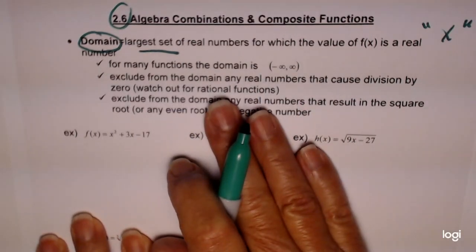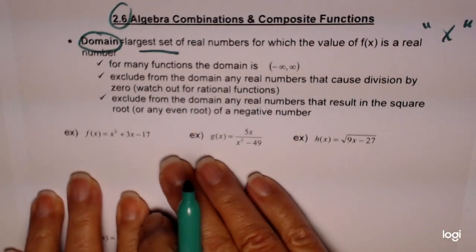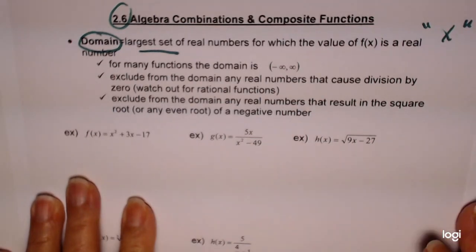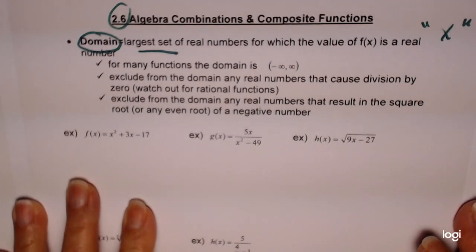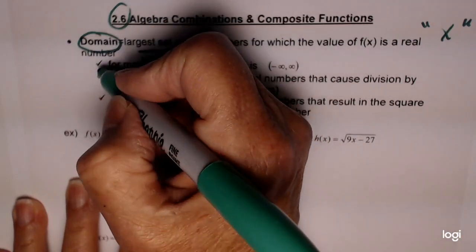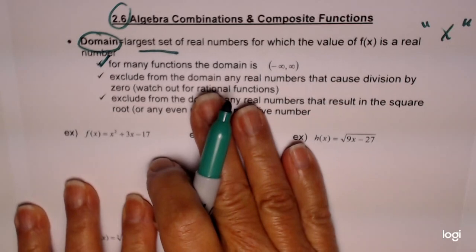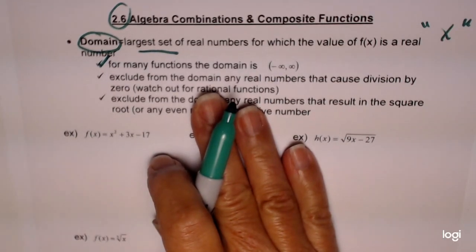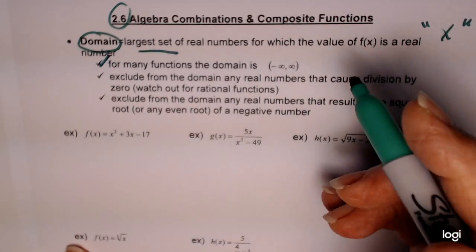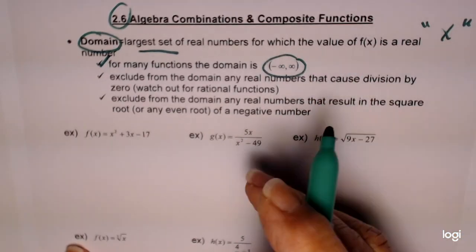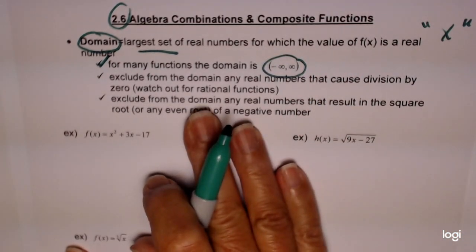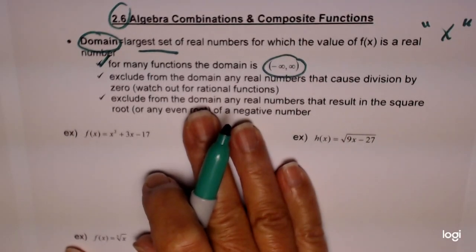Now we're going to look at this based just on, not the graph, of course you could graph these, but looking at and recognizing the functions. So starting out, for many functions, I dare say most functions, the domain is going to be all real numbers. So the domain is going to be negative infinity to positive infinity for many, many functions. All values of X are reasonable to put into the function and get a real number as the output.